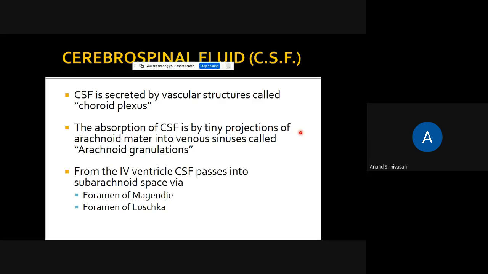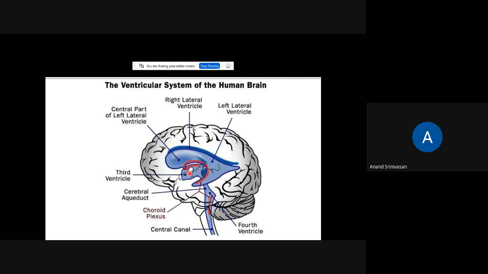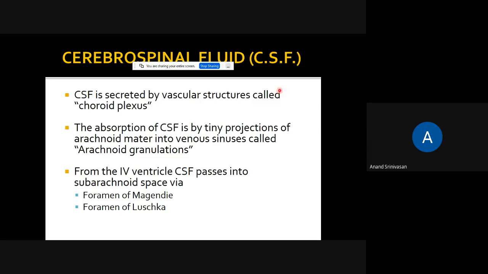Now, CSF is produced. Where is it produced? By vascular structures called the choroid plexus. So here in this picture you can see some red colored shaded portions. They are present in the lateral ventricle, the third ventricle, and the fourth ventricle. So the CSF is produced here. The cerebrospinal fluid is produced by the choroid plexus.